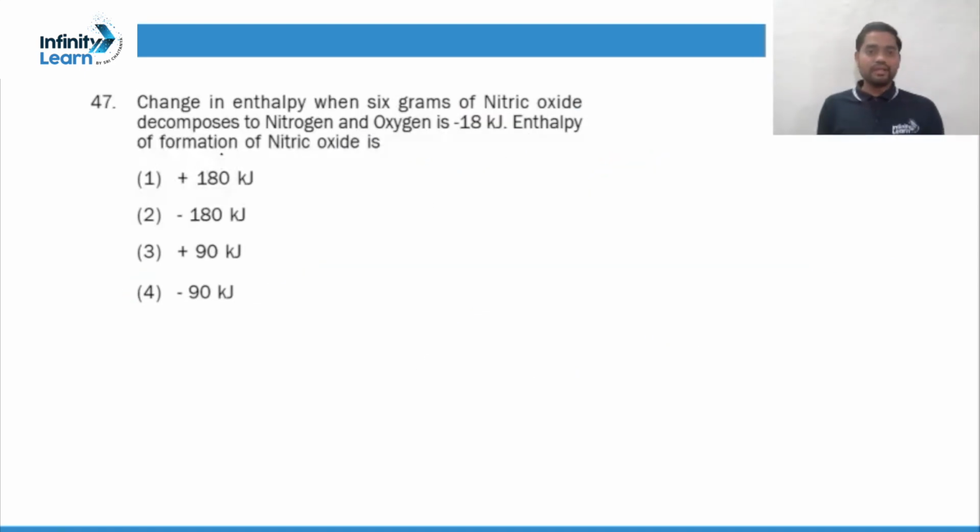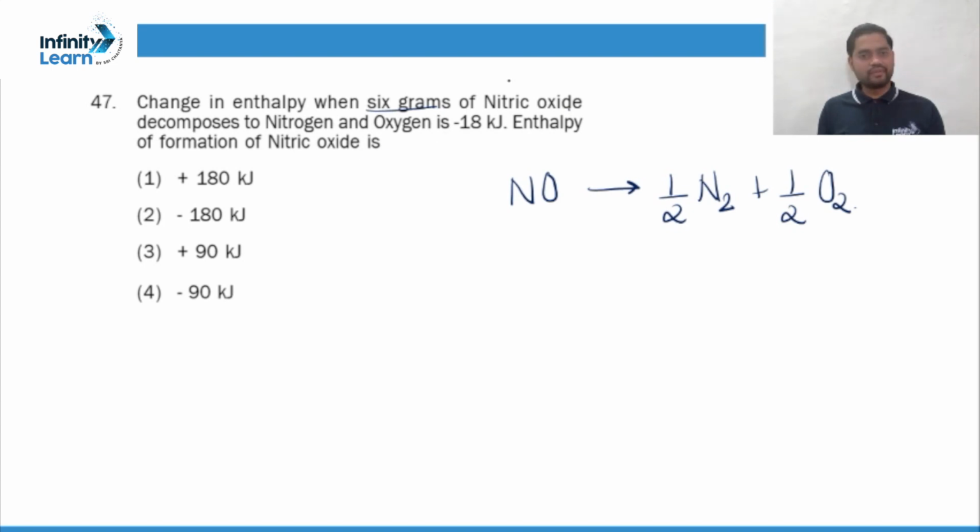Okay. Change in enthalpy when 6 gram of nitric oxide decomposes to nitrogen and oxygen is minus 18. So first of all, decomposition of nitric oxide is equal to half nitrogen plus half oxygen. Enthalpy of formation of nitric oxide is asked. So if I take for 6 gram, the enthalpy delta H is minus 18 kilojoule.